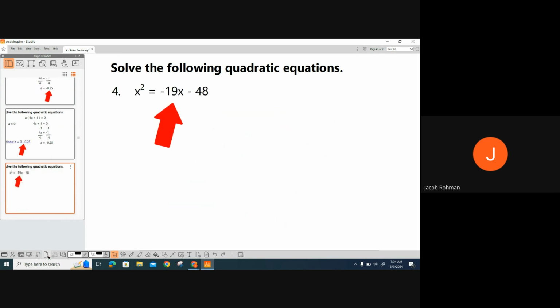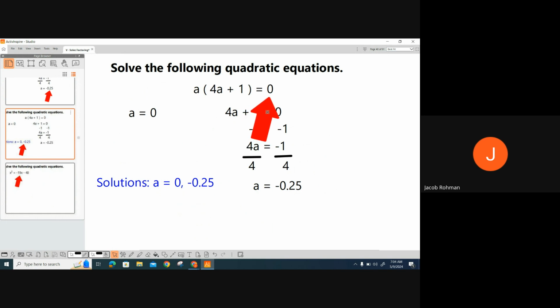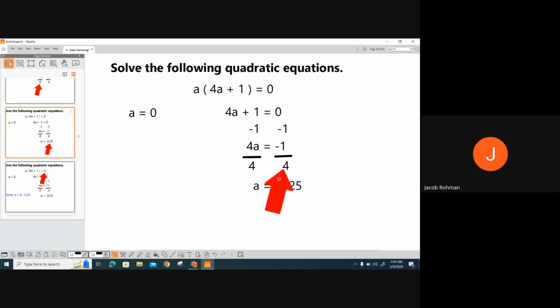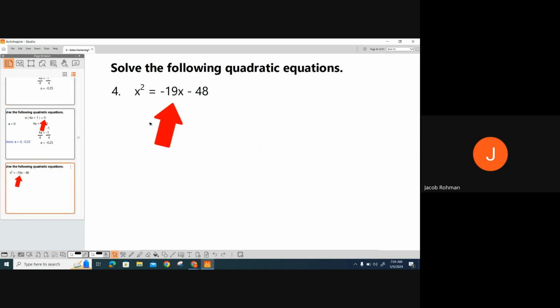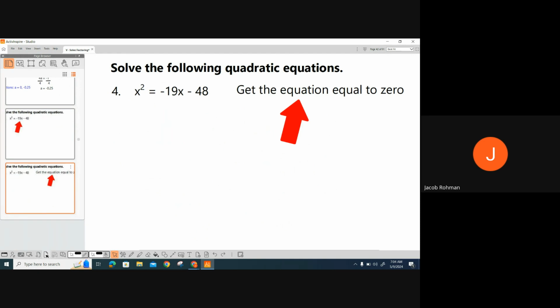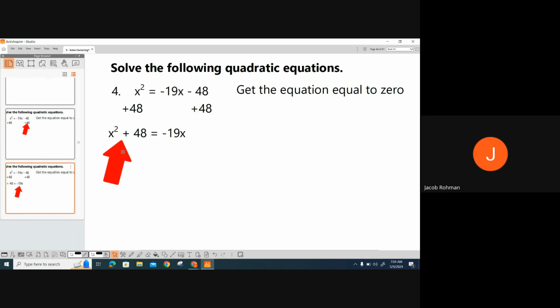Now, looking at example 4, again, we need to get this into factored form, and not only that, but we need to get it equal to 0. Just like all these other examples where the equation was equal to 0, we need to get this equation also equal to 0. So to start that, let's go ahead and add 48 to both sides. On this side, the negative 48 and positive 48 are going to cancel out and become 0. And that's going to leave us with x squared plus 48 equals negative 19x.